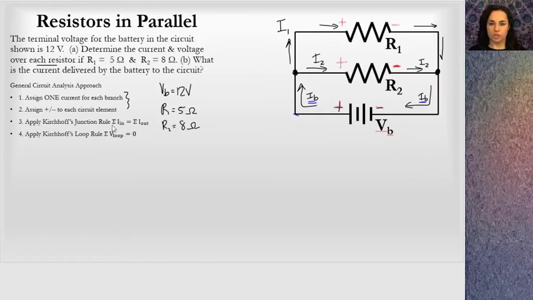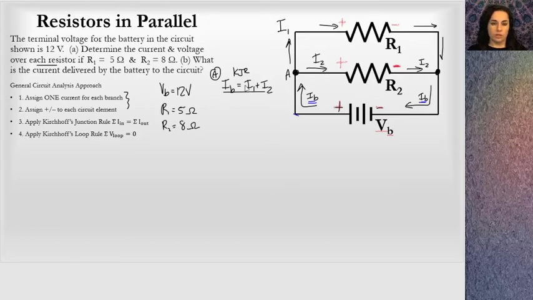Apply Kirchhoff's junction rule, I in equals I out. So if I call this junction A, at junction A, I have I from the battery coming in, and I have I1 plus I2 going out. And that is Kirchhoff's junction rule right there. So that's one equation I have, and I got that from looking at junction A.